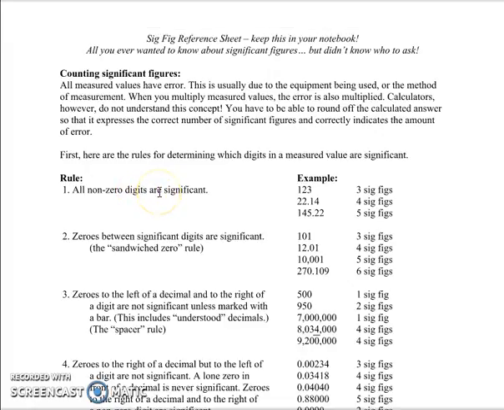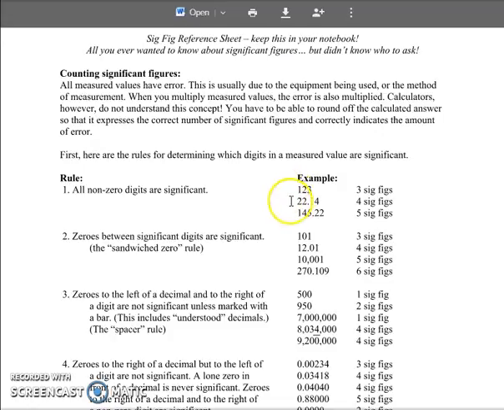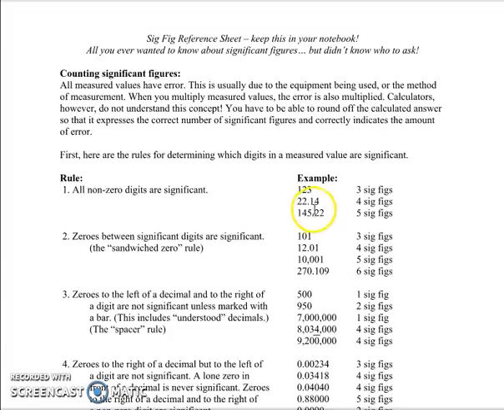So first of all, the first rule is that if it's not a 0, it's a Sig Fig. So 1, 2, 3, 4, 5, 6, 7, 8, 9, all those digits are Sig Figs. So that's why this one has 3, and the next one down has 4, and the one below that has 5 Sig Figs, because they're all non-zero digits. Doesn't matter if they're before or after the decimal, they're all Sig Figs.